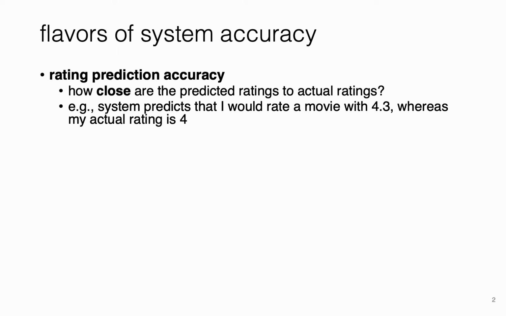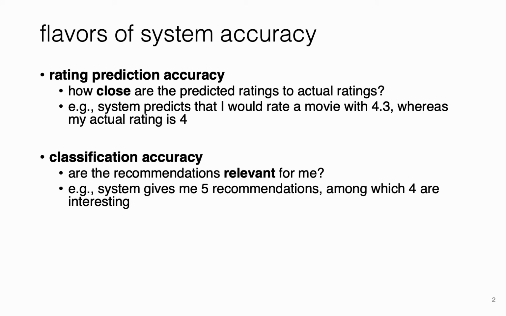For example, if the system predicts a movie rating with 4.3 while my actual rating is 4, rating prediction accuracy considers the difference between 4.3 and 4. Second is classification accuracy. This answers the question if the recommendation is relevant, that is of interest to me. For example, a system has good classification accuracy if it makes 5 recommendations, among which 4 are interesting.